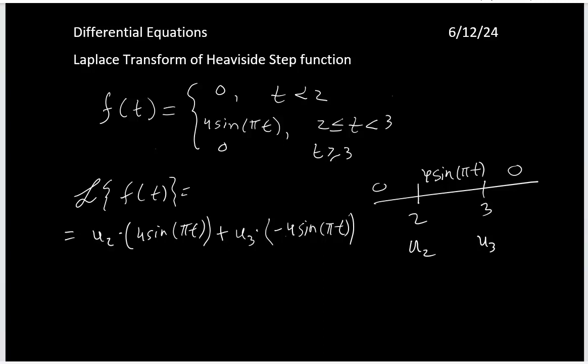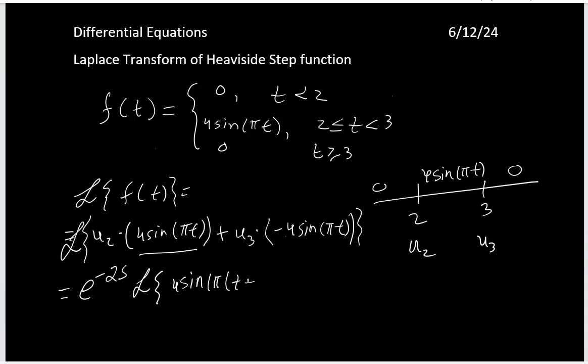Now we are taking the Laplace transform of this one. So u2 meaning is u(t minus 2), so it will be e to the negative 2s. And this one will be now the Laplace transform of 4 sine pi, where our t will be replaced by t plus 2, as you know. And then e to the negative 3s. So this one will be now the Laplace transform of negative 4, and then I need to take here sine pi and then t plus 3.